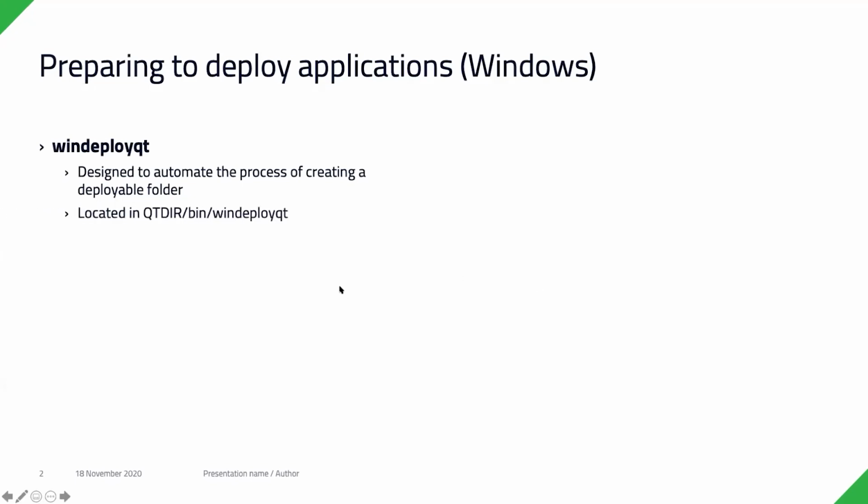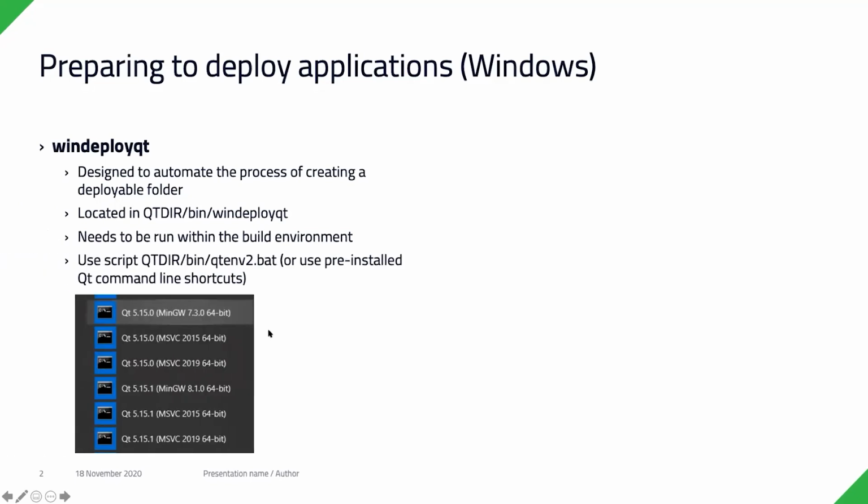That way you can reduce the size of the final deployable folder. Now this WinDeploy Qt is located in the Qt folder inside the bin. And you need to set up a build environment before you use it. And there are 2 ways to do it. Within that same folder, there is a script called Qt Env2. You can run that script in the command prompt that you would open, or there are these predefined shortcuts which get created for you when you install Qt on Windows.